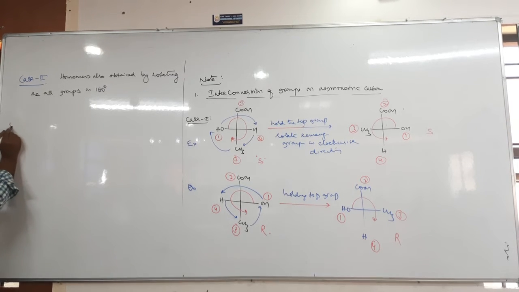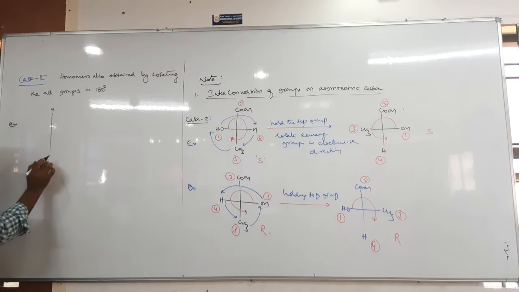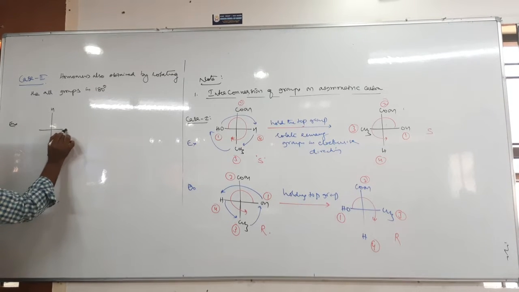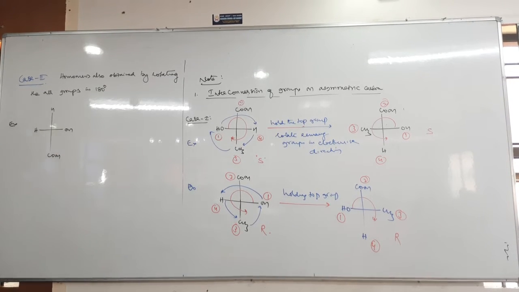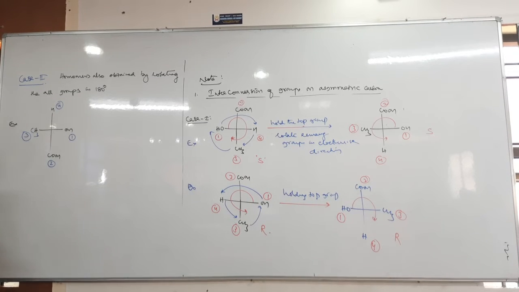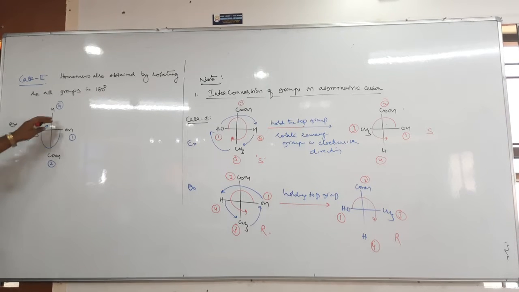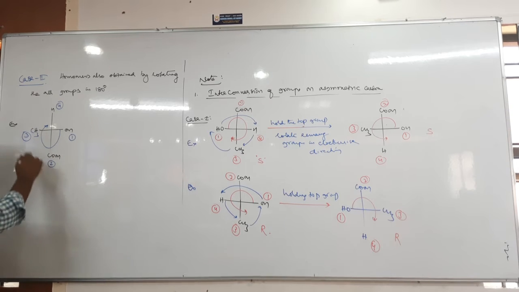Okay, let's see an example. Tell me, what is its configuration? OH, COOH, no, it is CH3. It is 3, 4. So what is the rotation? 1, 2, 3. Okay, the fourth priority group is on the vertical line only, no. Therefore, it is a clockwise R.